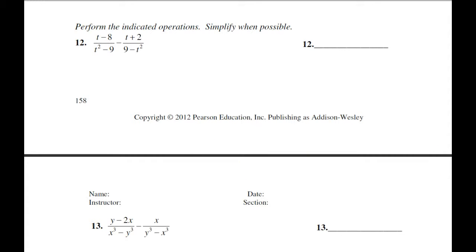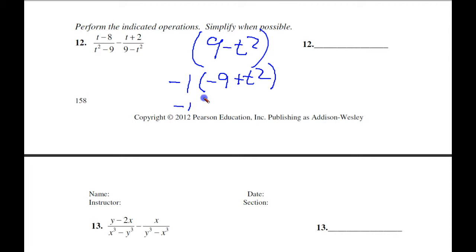Now, for number 12. Now, notice the denominators are not exactly the same. But notice here, if I take out a negative 1 out of here, these reverse, and they are the same. So let me just show you that. If I have 9 minus t squared, and I factor out a negative 1 from that, I now get negative 9 plus t squared. And if I switch these around, I get t squared minus 9, which is what I have here. Just by changing the signs, taking out a negative 1. So I'm going to do that, and my new denominator now becomes t squared minus 9.